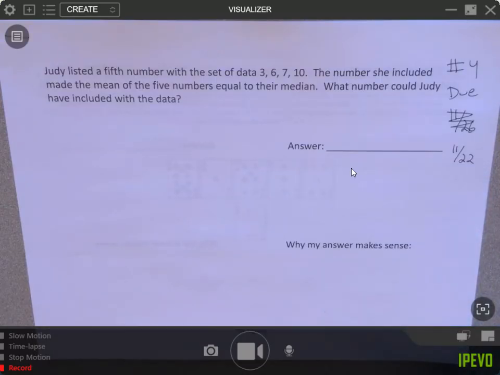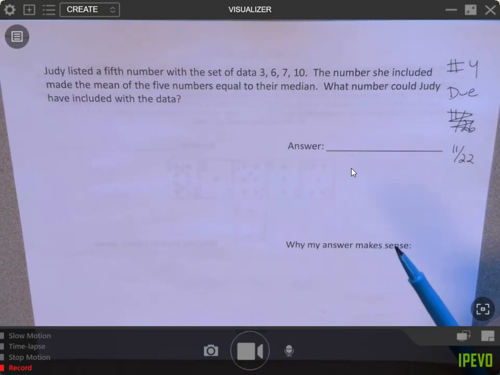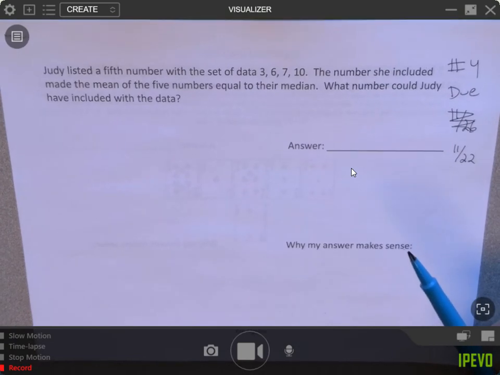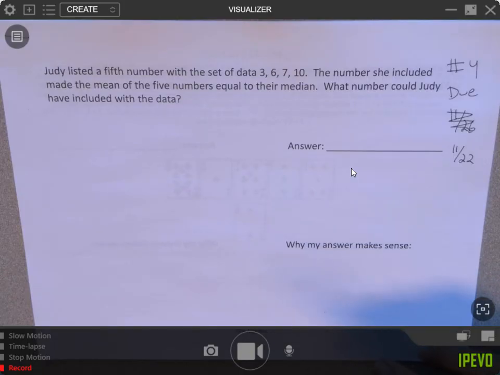So our first page, Judy listed a 5th number with this data set of 3, 6, 7, and 10. The numbers she included made the mean of the 5 numbers equal to their median. Remember, median is middle. So whatever number you're going to add to it, you have to make sure that the median number is going to be the same as the mean.